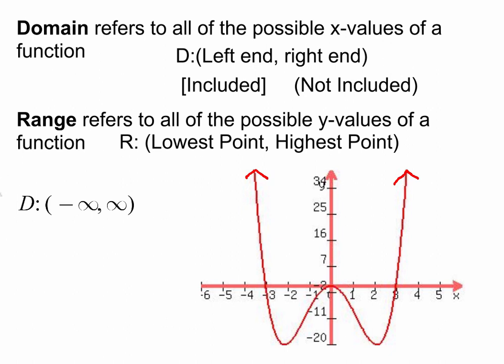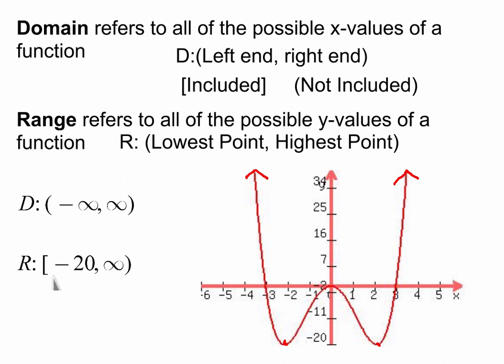Now for the range, it's a little different. Okay, for range, we can see that this graph goes up forever in both directions, but it doesn't go down forever. It actually has a lowest point. These 2 points at the bottom here are the lowest, and they're both at negative 20. So our range is going to be from negative 20, our lowest point, and because the arrows are pointing up, this goes up forever, this goes to infinity. So our range is from negative 20 to infinity.